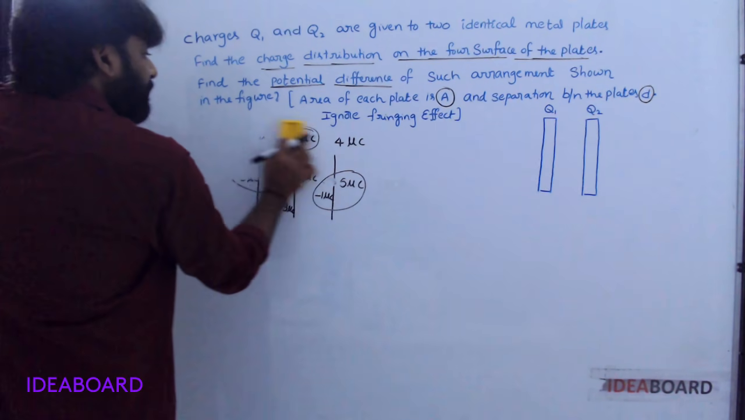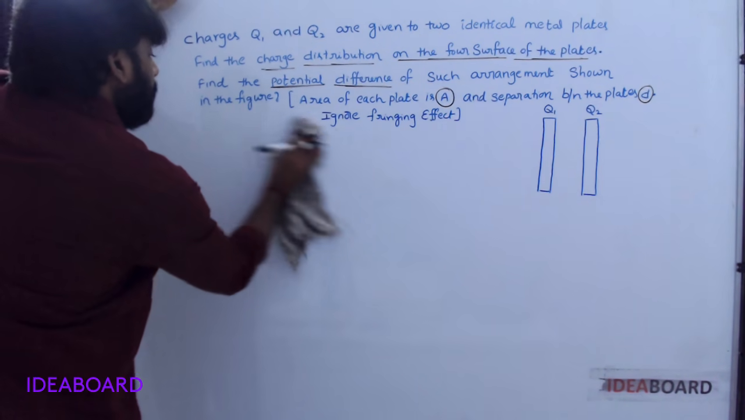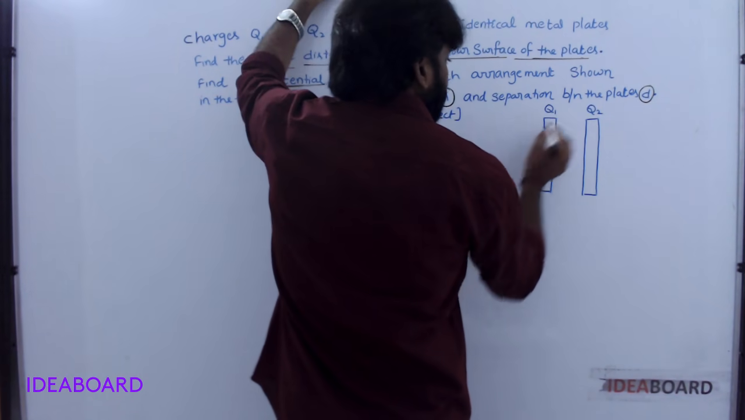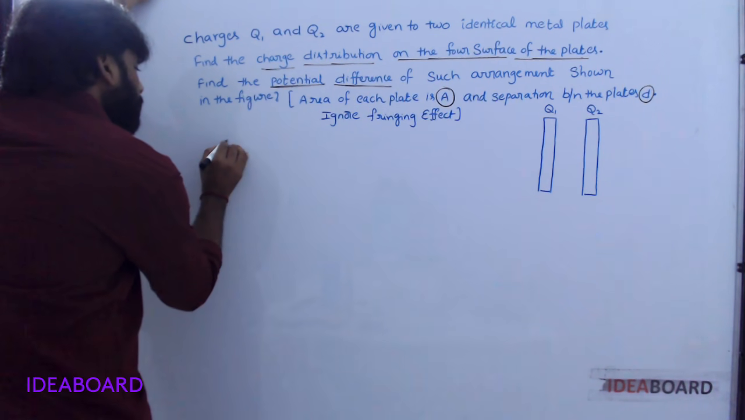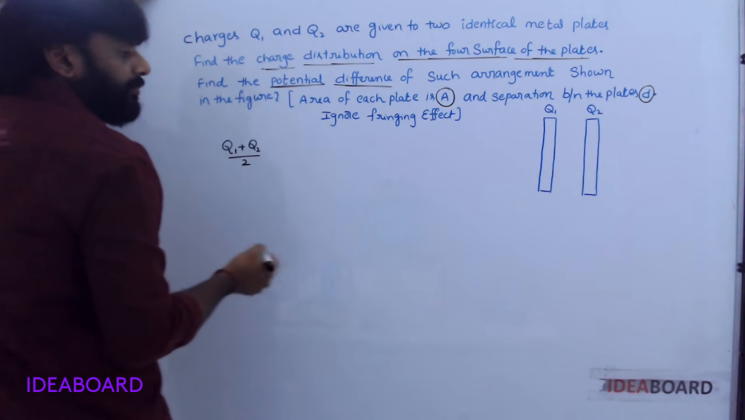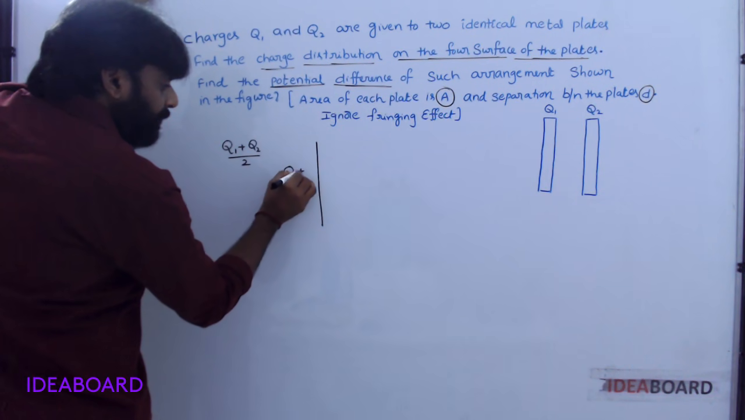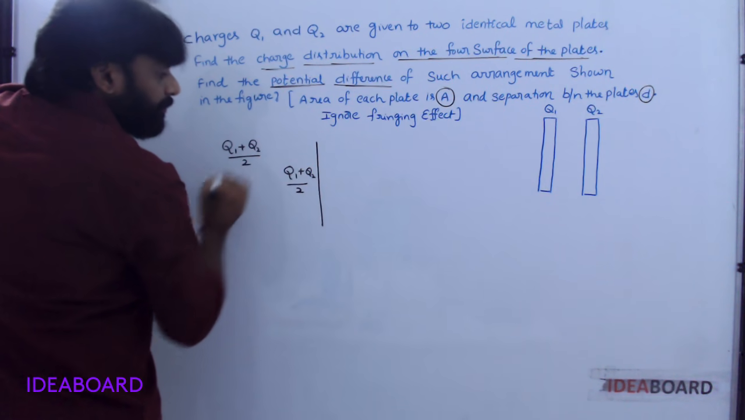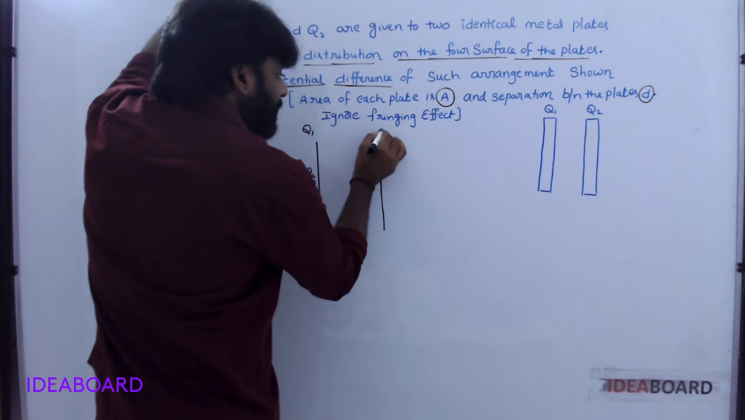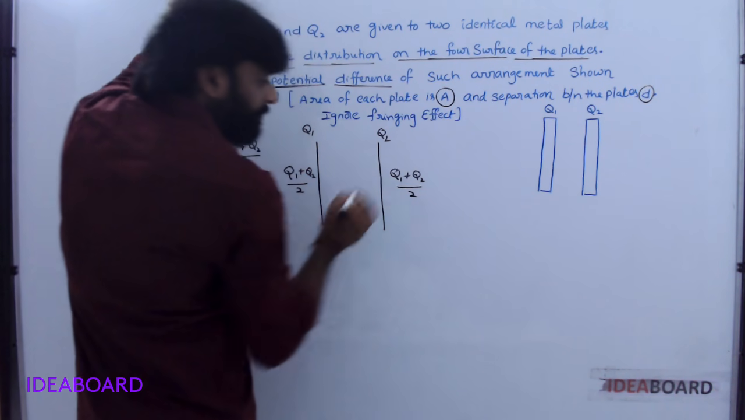In that manner, now these two. First of all, Q1 plus Q2 by 2. It is the first plate's outer surface, Q1 plus Q2 by 2. This is Q1, this is Q2, and on the outside of the last plate also Q1 plus Q2 by 2.